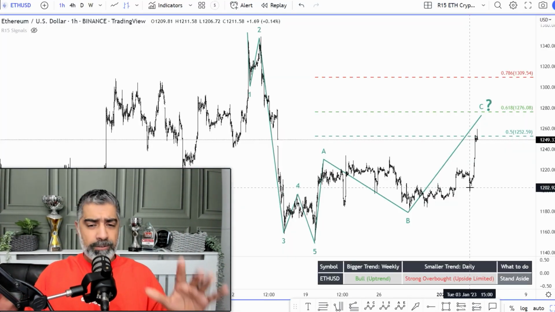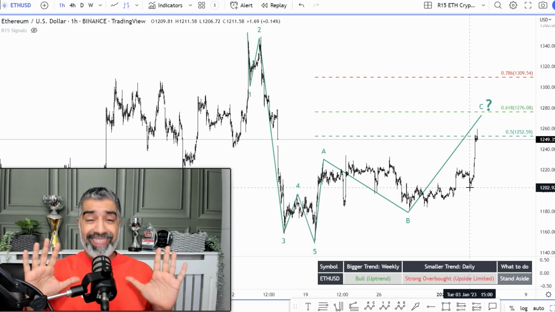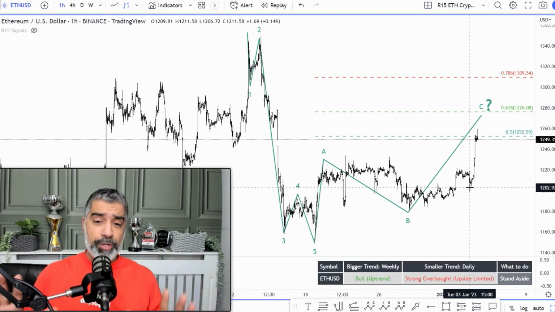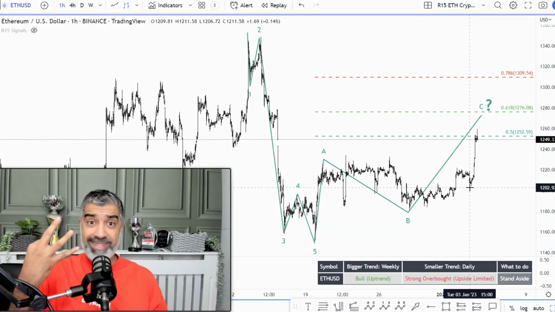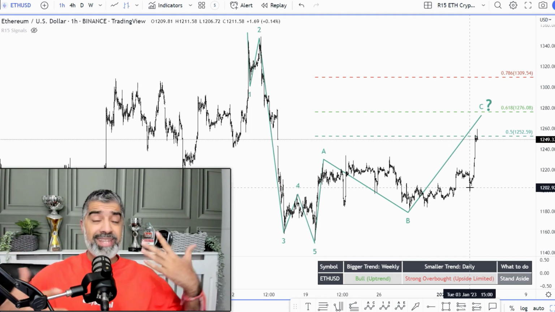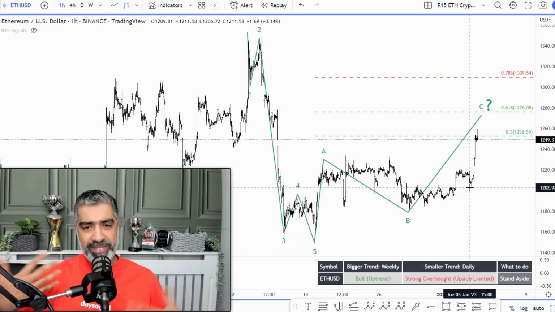So what we're going to do now is we're now on an Ethereum chart. It's on a 1 hour chart, but what do you notice? Remember what I said at the beginning. If you can count to 5 and you know your ABC, at least the ABC, you'll see these patterns repeating themselves time and time again.